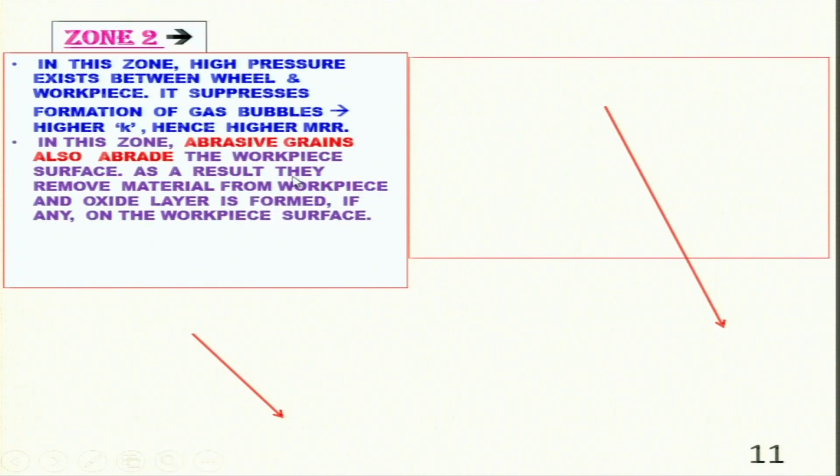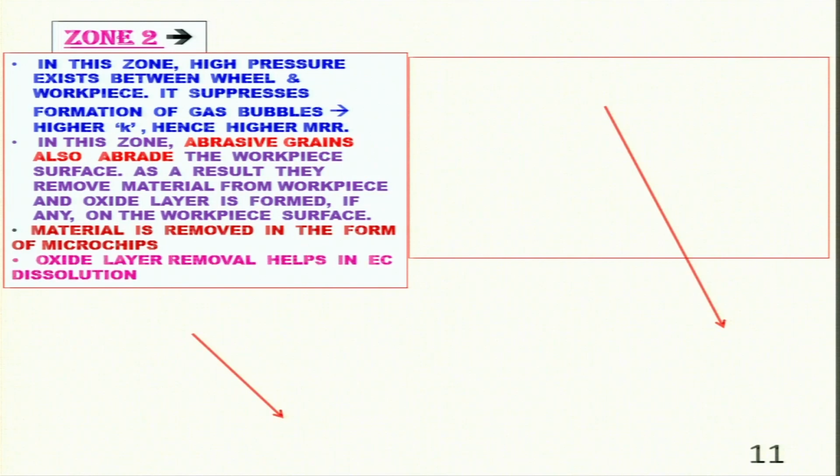In this zone, abrasive grains also abrade the workpiece surface. As a result, they remove material from the workpiece and an oxide layer is formed. Material is removed in the form of microchips, or even nanochips, depending upon the depth of indentation of the abrasive particle into the workpiece surface.